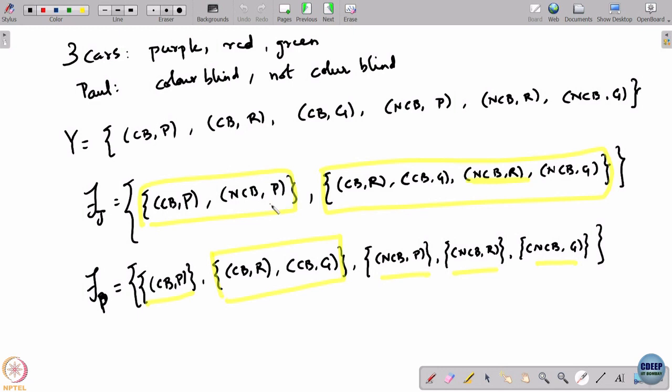So his partition, therefore, of the states of the world, which comprised these 6 states, was partitioned into 2 sets for John: the first set here and the second set here.